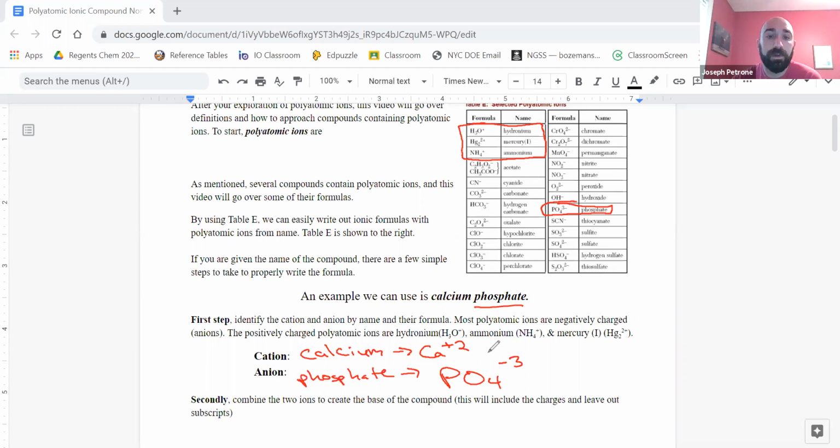Okay, so we know our cation is calcium, it has a +2 charge, and we know our anion is phosphate, and that has a -3 charge. Okay, so once again, I'm just going to have to clear this to scroll down, but I will rewrite this information.